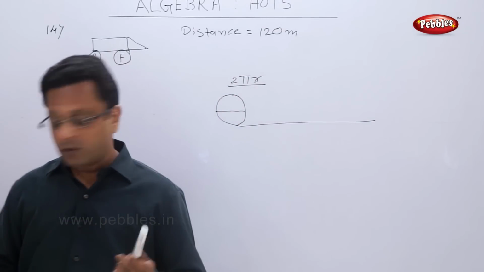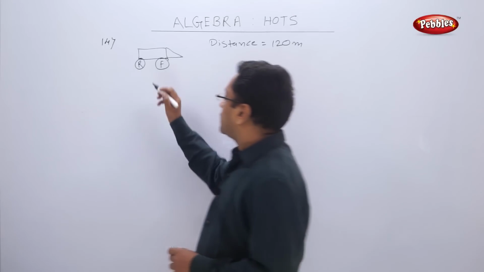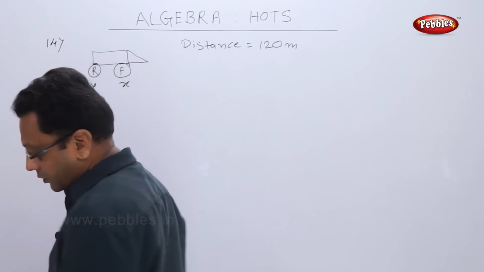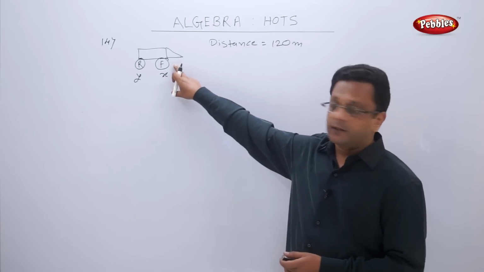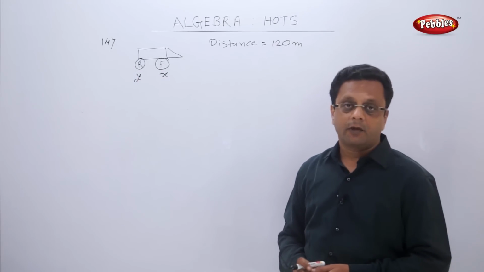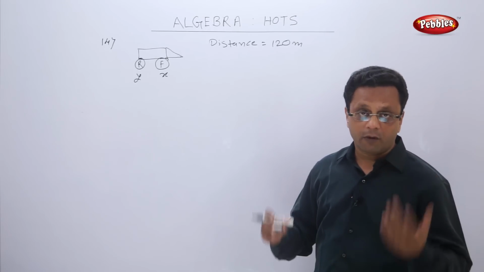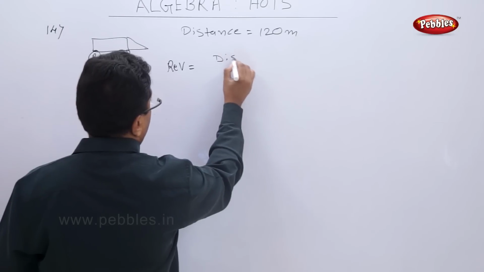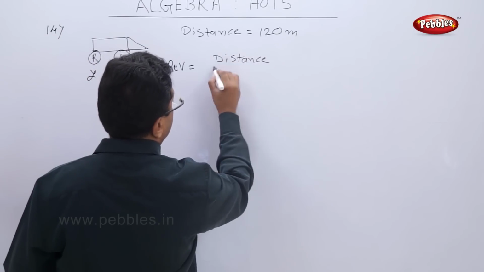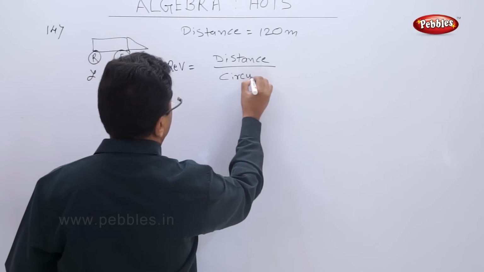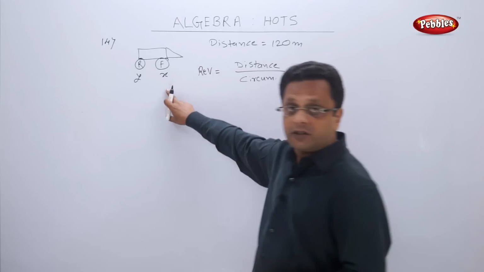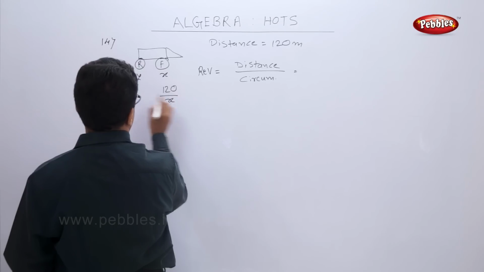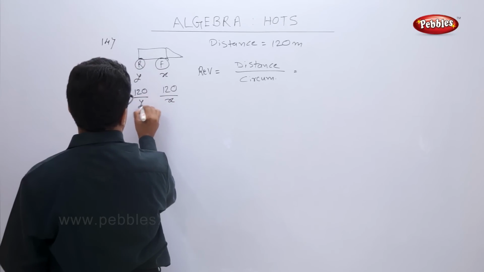Now let us see how to solve this problem. Let us consider the circumference of the forewheel is x and of the rear wheel is y. The circumference of the forewheel is x and the circumference of the rear wheel is y. Just now I told you how to find out the number of revolutions. The number of revolutions is distance upon circumference. So in this case the number of revolutions are 120 upon x and 120 upon y.